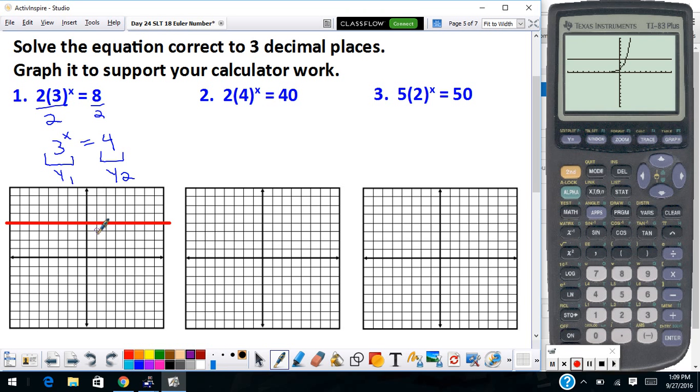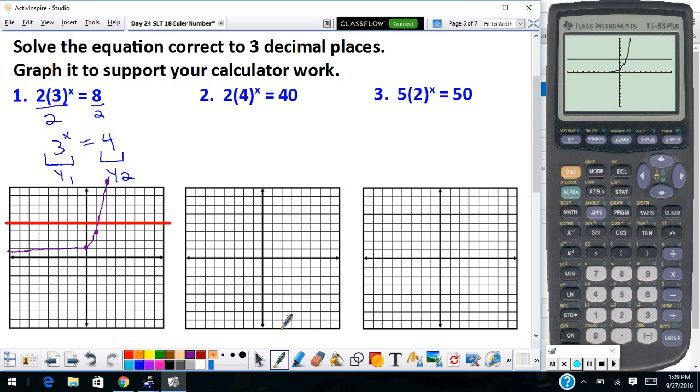It looks like it's got a y-intercept of 1, because 3 to the 0 would be 1. 3 to the first would be 3. 3 squared would be 9, which is a little off my curve, and my curve would just fit in like this. And you can see that this purple graph is going to intersect the line just like it does over here on my calculator.